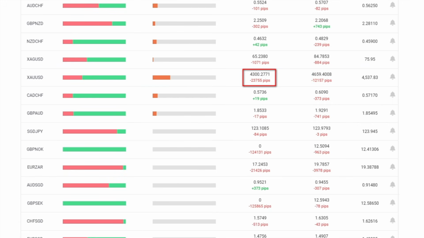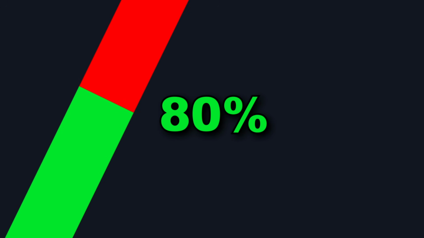There's also an average short price and average long price column that tells you where retail is currently sitting and how deep underwater they already are. That's your second data point, and here's why it matters. If retail is ultra bullish on gold, say 85% long, that's a warning, not a confirmation.